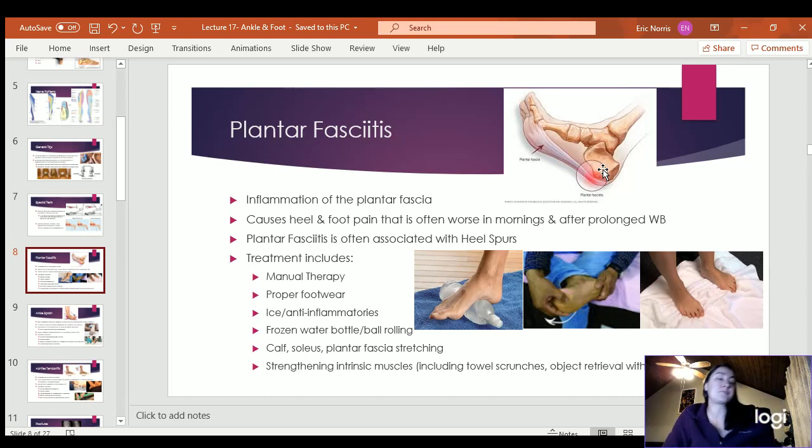Our focus will also be on anti-inflammatories.